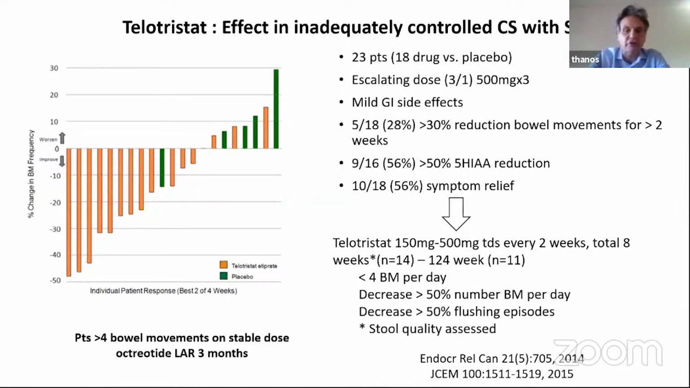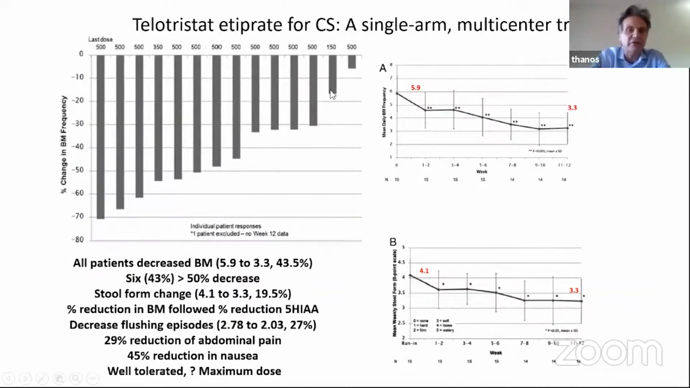Therefore, another study was organized where they looked at incremental doses of this compound, and they assessed the response to treatment as fewer than 4 bowel movements per day and a decrease of at least 50% in the flushing episodes. And they looked at the stool quality as well. And as you can see, all the patients that received this medication in different doses had a substantial response in bowel movements, with about a 50% response, but there were no data regarding what the maximum tolerated dose was and what the incidence of side effects was.